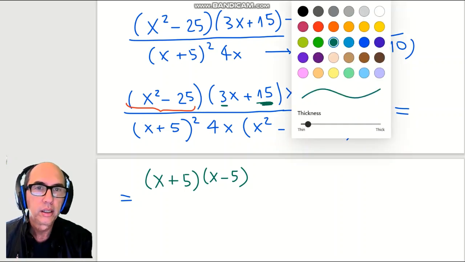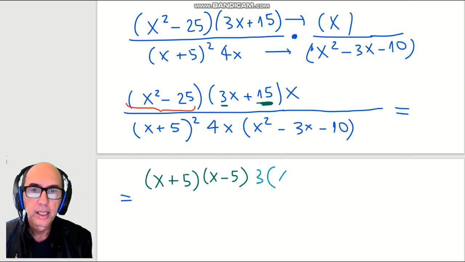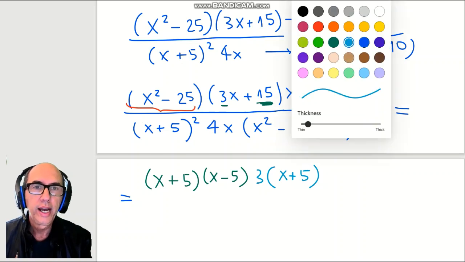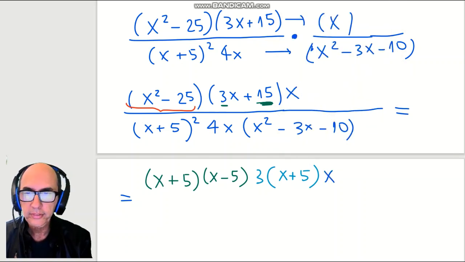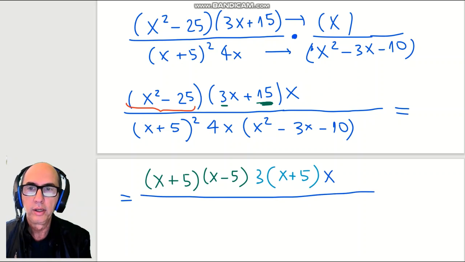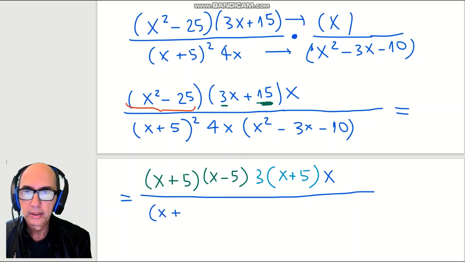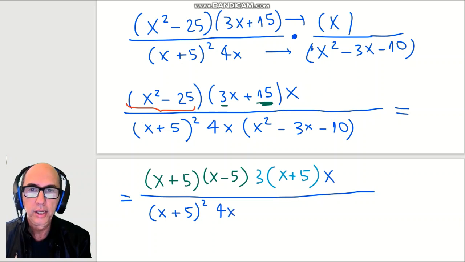So I'm going to use different colors for each one. 3 times (x plus 5). And we also have x on the denominator. (x plus 5) squared is already factored out. We have 4x, nothing to do here. And x squared minus 3x minus 10.